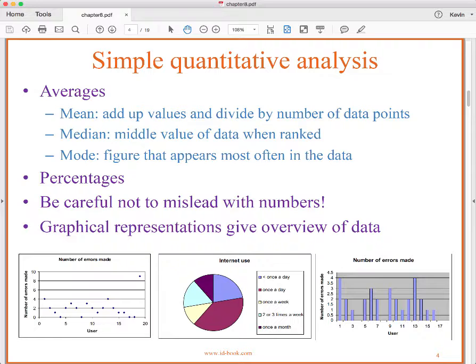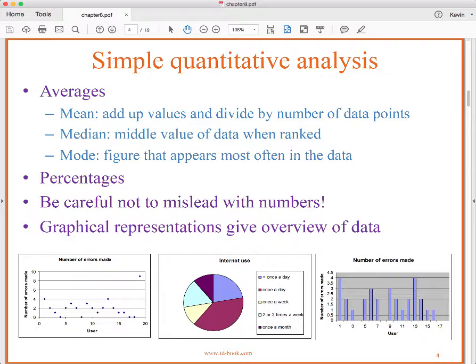Okay, so here we have a slide where we're talking about simple quantitative analysis. And most of us are familiar with that. A typical thing that we do with quantitative data is we look at things like averages. As they point out in the text, the word average has more than one meaning. The most common is the mean, which is you add up all the values and you divide them by the number of the data points.